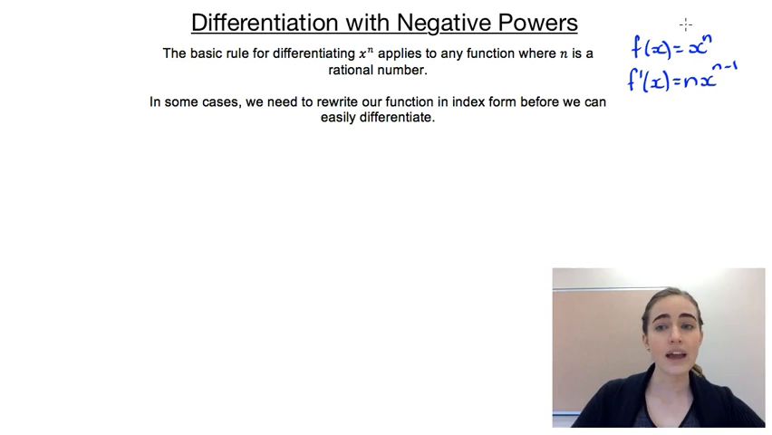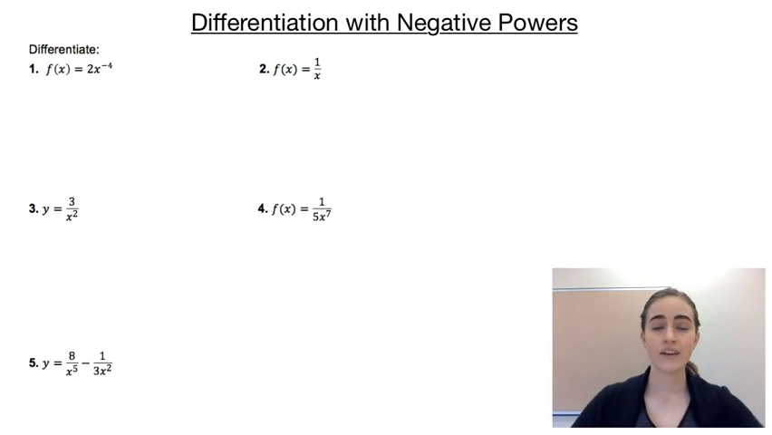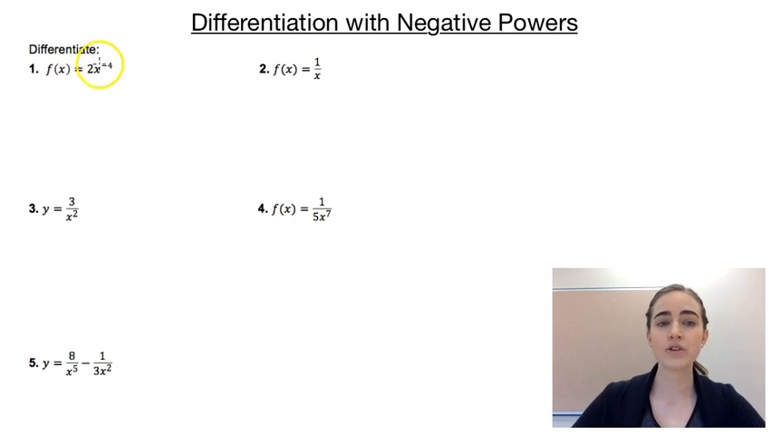In some cases, when we have negative powers, we're going to rewrite our function into index form so that it has a negative power before we can differentiate. It just makes it a bit easier. Okay, so we've got 5 examples here to start us off. Our first one is f of x equals 2x to the power of minus 4. This one already has our power up there in the negative. So f dash x equals 2 times minus 4, which gives us minus 8 x, and then reducing the power by 1 brings it down to minus 5. So we have minus 8x to the power of minus 5.